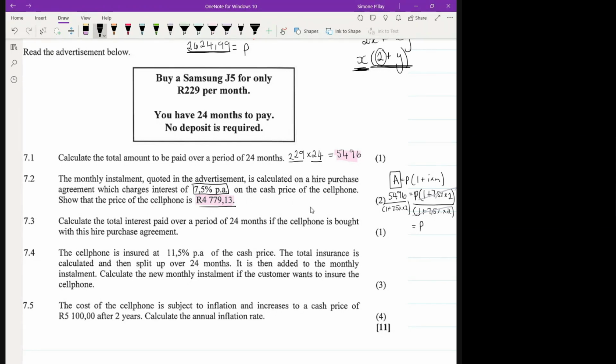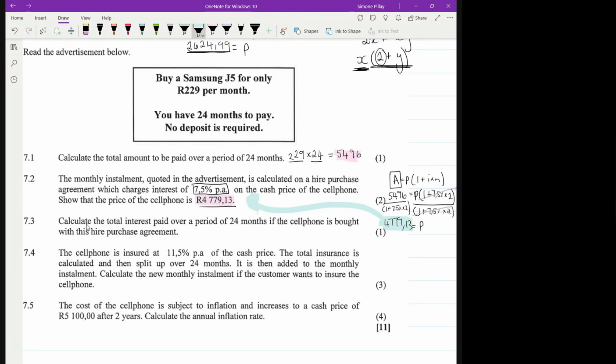Okay, I am getting 4,779.13, which means I've now done what they've asked me. I have proved that the price of the cell phone is what they've said it is: 4,779 Rand 13 cents. Molebogeng, thank you for your answer. Let's look at the next question.